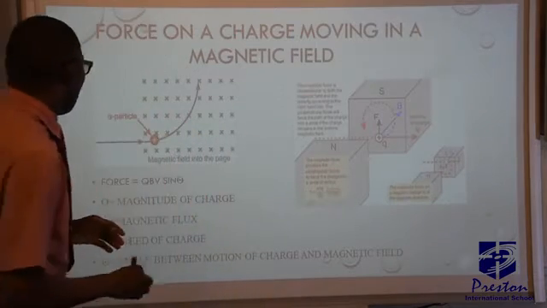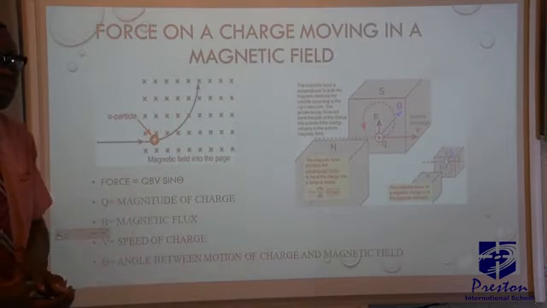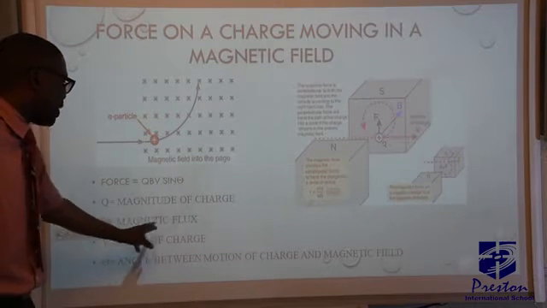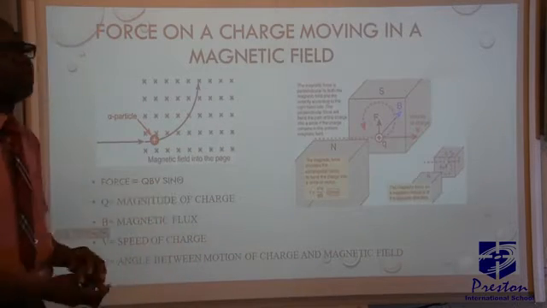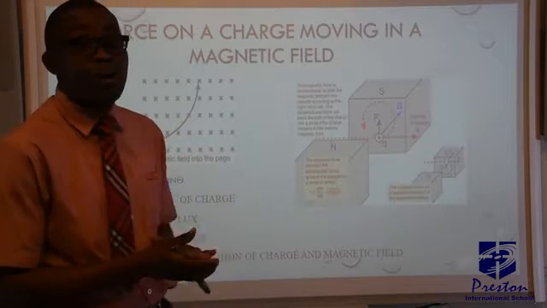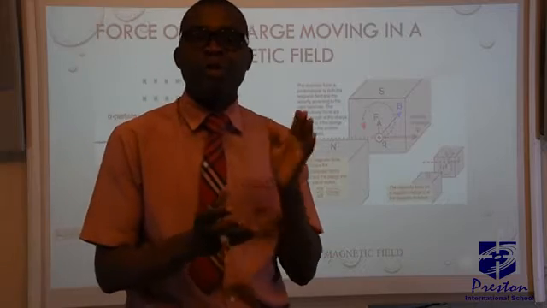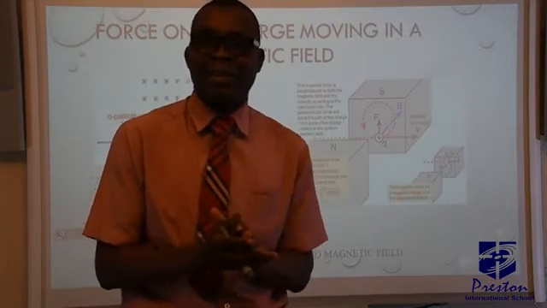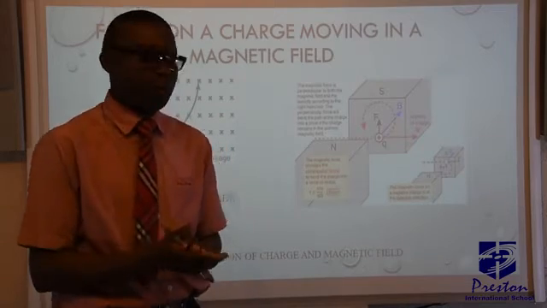That force depends on three things: the magnitude of the charge, the magnetic flux of that magnet, and the speed of the charge, and also the angle between the speed of the charge and the magnetic flux. If that angle is zero, it means that the charge is moving parallel to the magnetic flux. In that case, the force will be zero. But if the angle is 90 degrees, the force will be maximum.